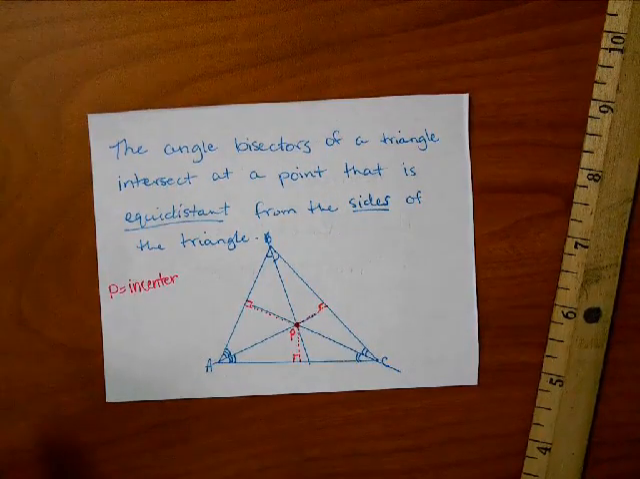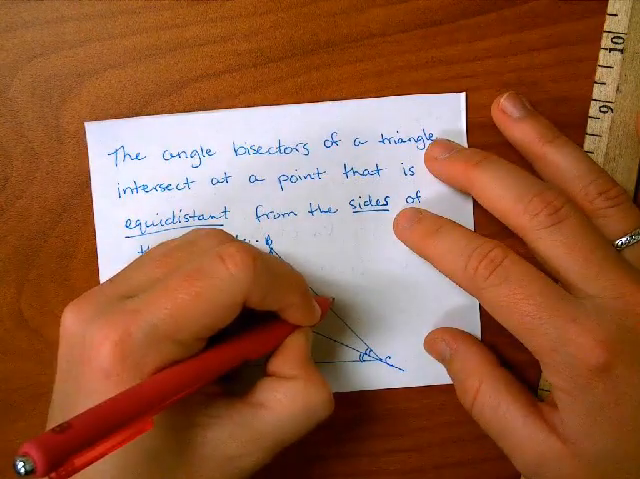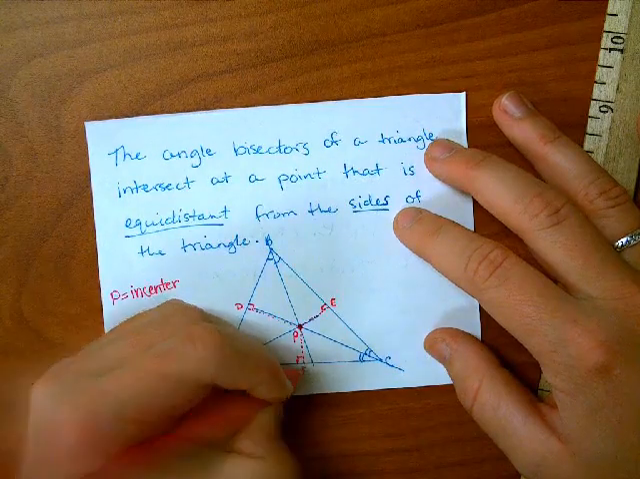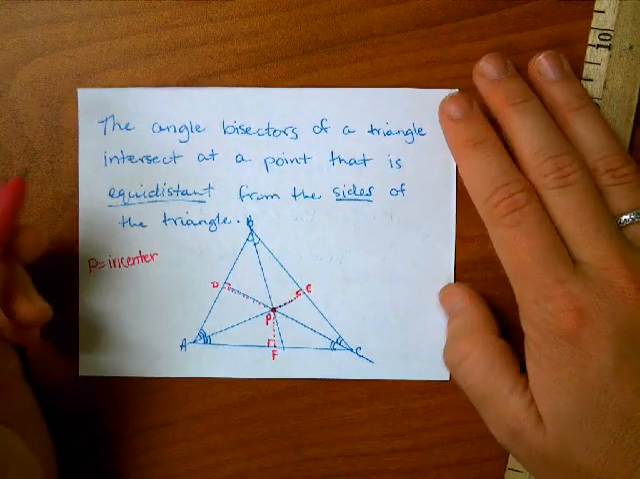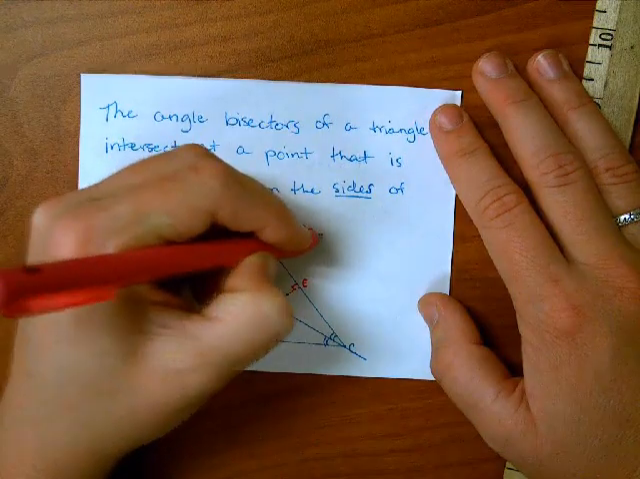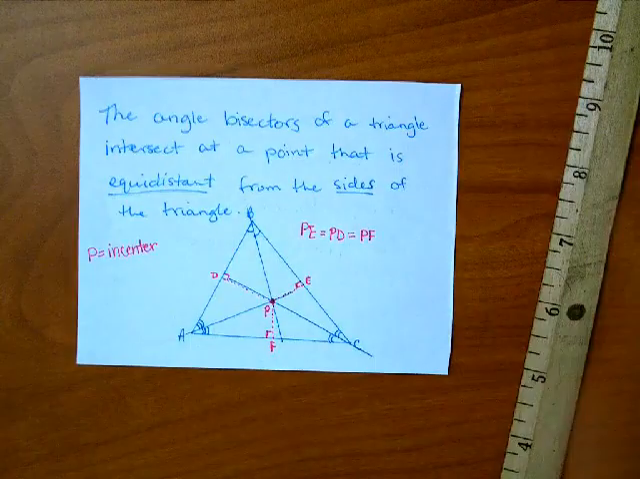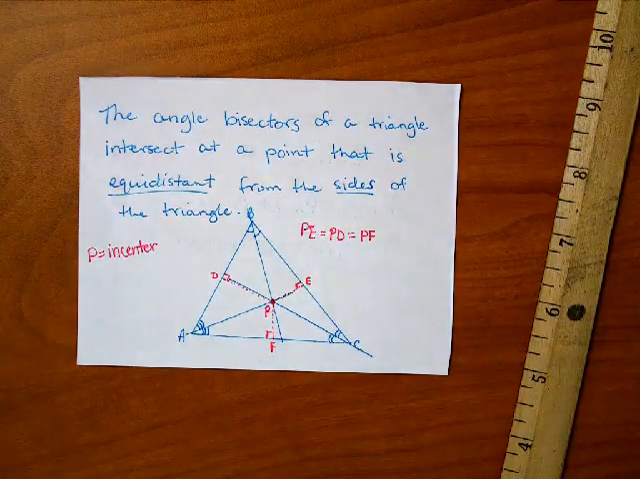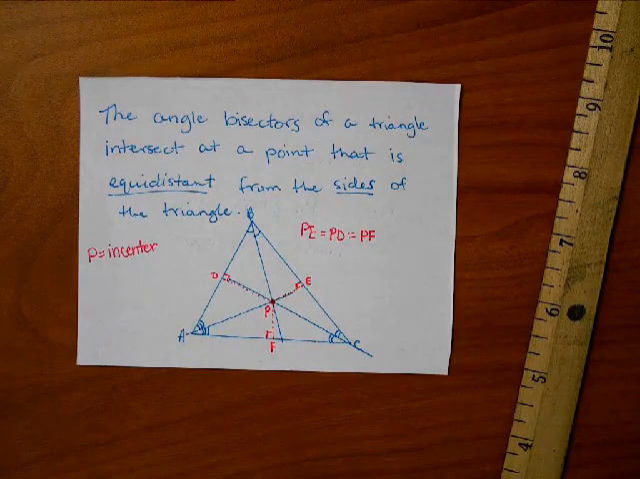So if I named these points D, E, and F, just to show that, and those are not necessarily the midpoints of those sides, they're just the closest point on those sides, then PE would be the same as PD, would be the same as PF. So the incenter is the same distance from the sides of the triangle. And we know this is the incenter because these segments going through the triangle are angle bisectors. So that is the concurrency of the angle bisectors.